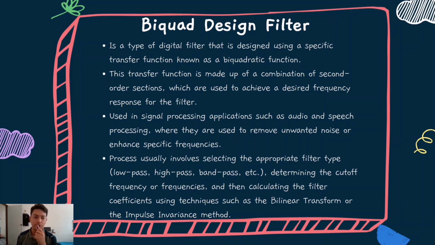Biquad filters are widely used in signal processing applications such as audio and speech processing, where they are used to remove unwanted noise or change specific frequencies. The biquad filter design process usually involves selecting the appropriate filter type such as low pass, high pass, band pass, determining the cutoff frequency or frequencies, and calculating the filter coefficients using a technique such as the bilinear transform or the impulse invariance method.